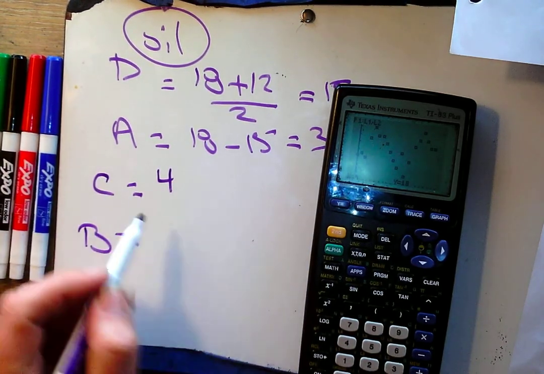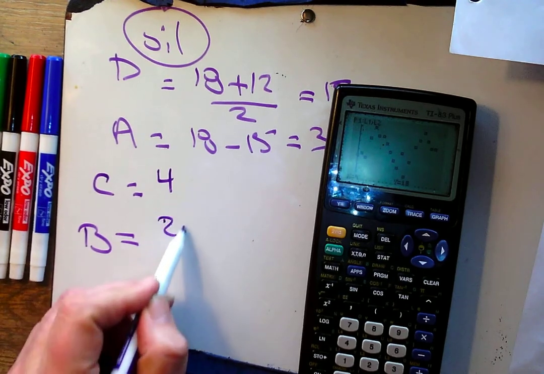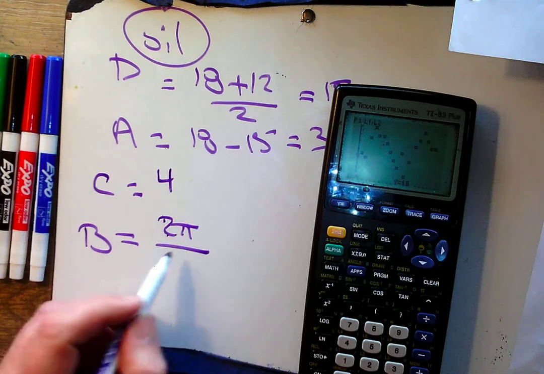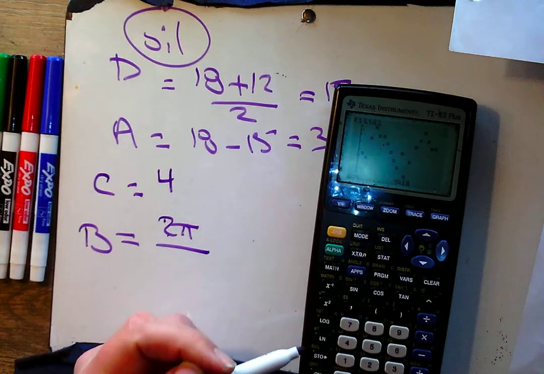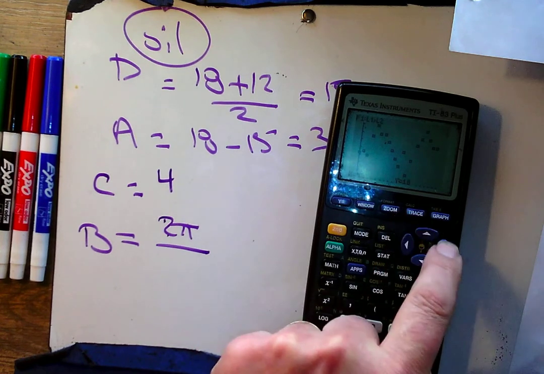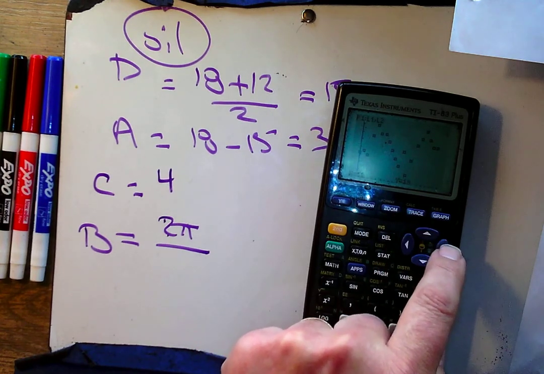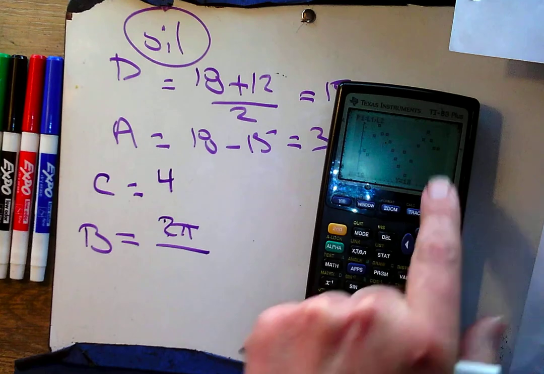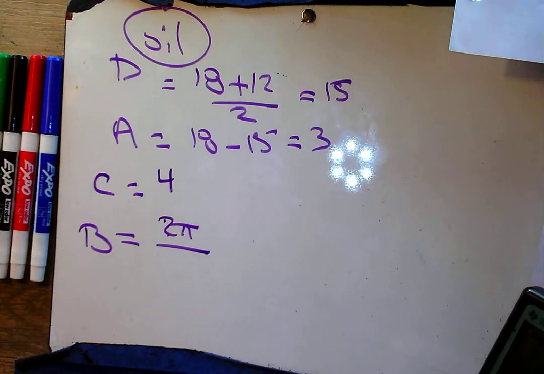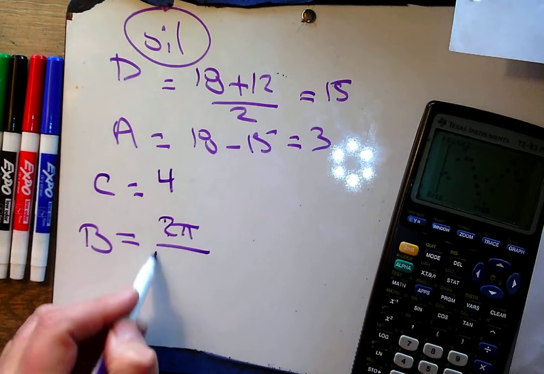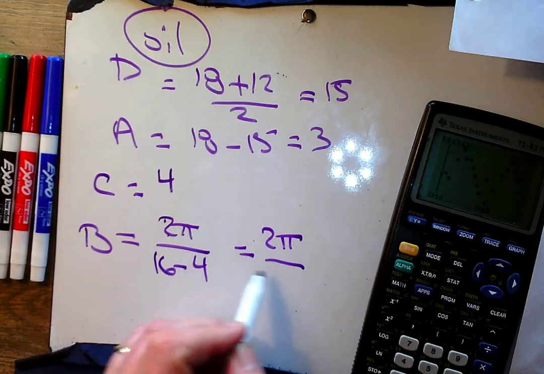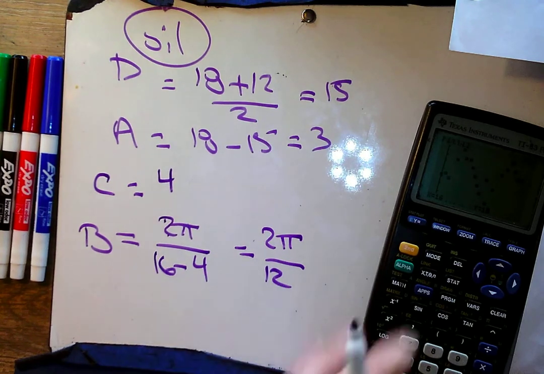The last one we need to find is B, and we know because we're using a cosine graph, period is normally 2 pi. Well, what's the period for our data? Well, that's 4, and let's hop over to that other high point there, and that point says 16. So 16 minus 4, 2 pi over 12, or pi over 6.